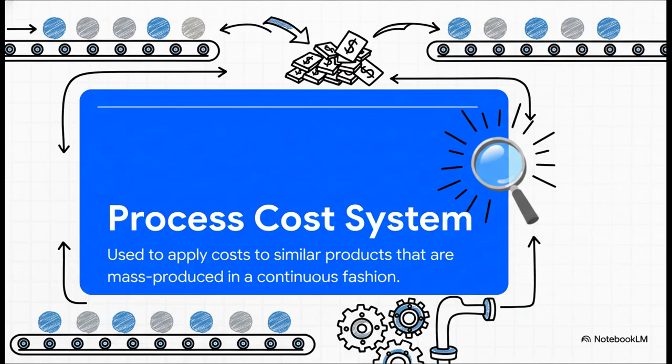I mean, think about it. When you're making something like steel or soft drinks or ice cream, you're not making unique individual items. It's a continuous flow of production. It would be impossible and frankly pointless to try and track the specific cost of making that one can of soda. Instead, the whole idea is to accumulate costs for a particular process over a period of time, say a month, and then average that cost over all the units produced. That's the key takeaway here.